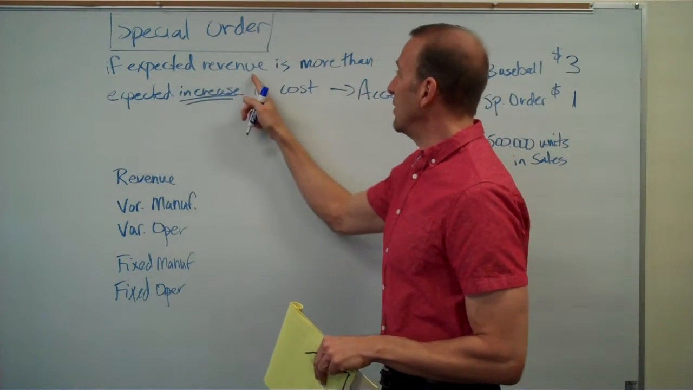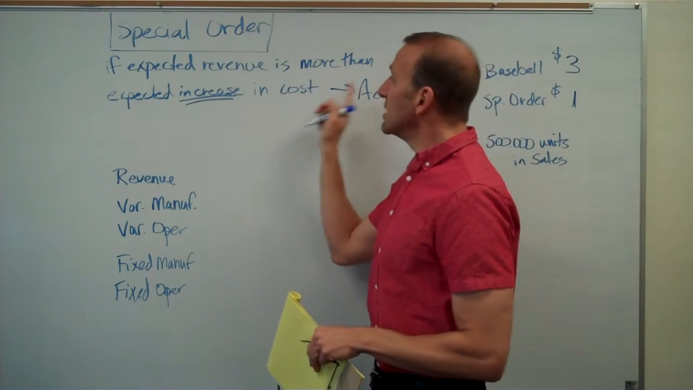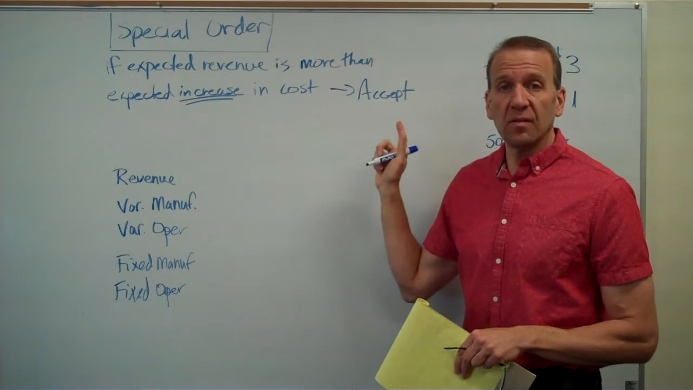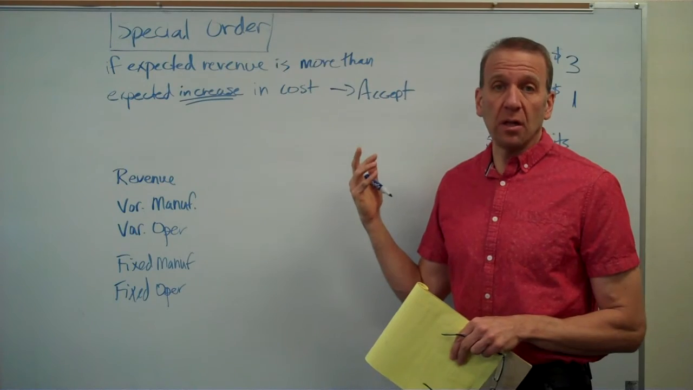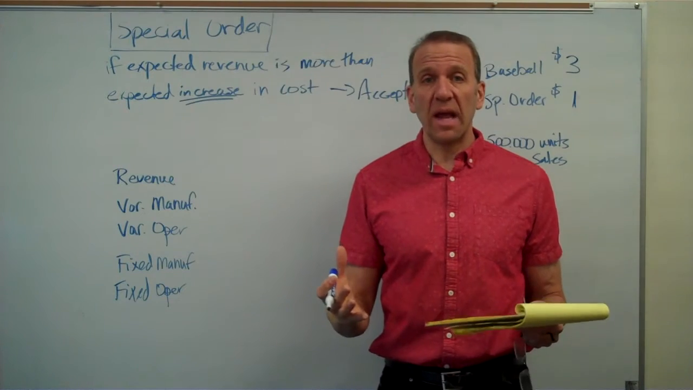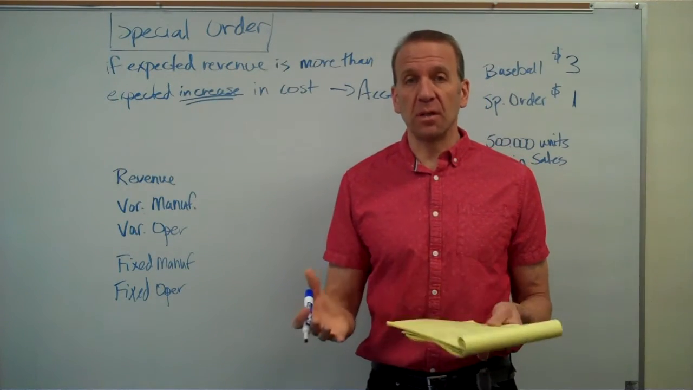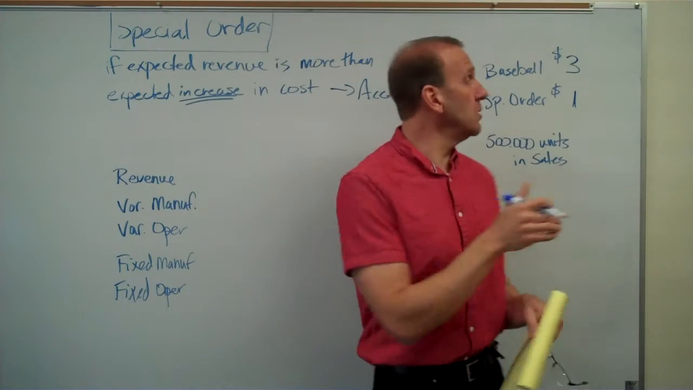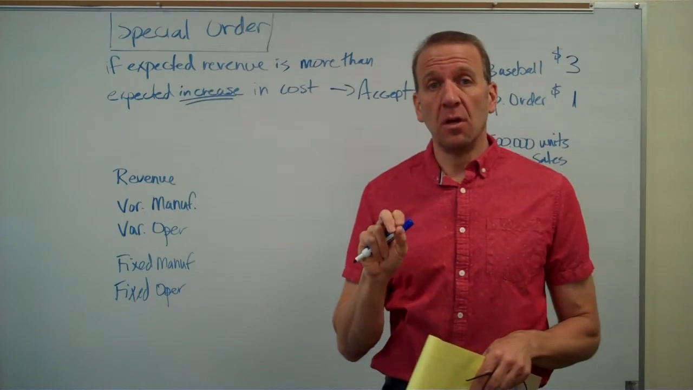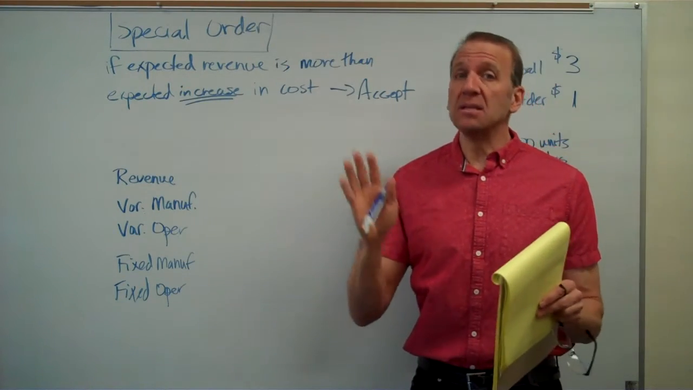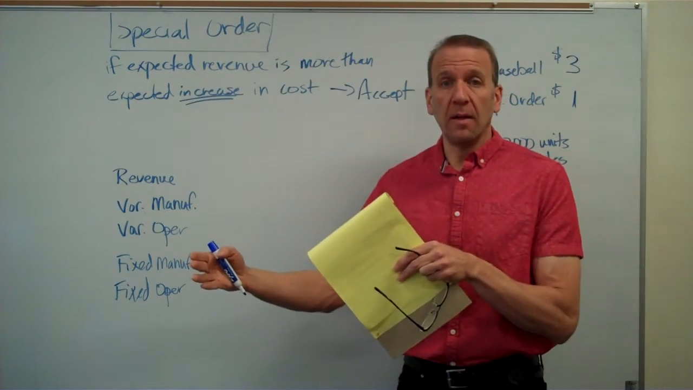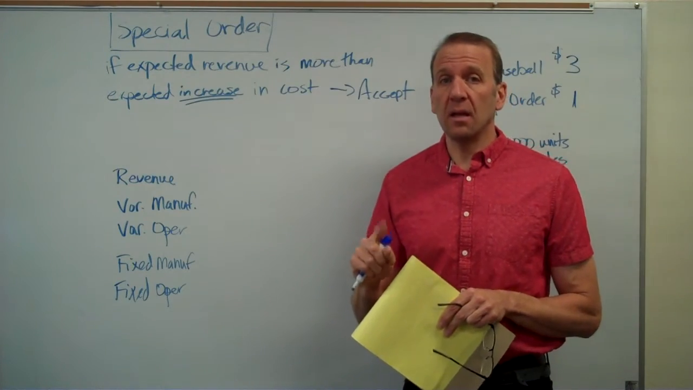So now, if the expected revenue, and in this case it's the dollar, is more than the expected increase in the cost, then generally we would accept this. If we can manufacture it for less than $1, then maybe we do want to accept it. As long as we have capacity, we have the capability of manufacturing those, and we're not going to lose some of our current sales, okay? So those are two things we want to make sure that we're paying special attention to, okay? If we've got the capacity to make additional baseballs and still sell those others at $3 and still make some for $1, and the cost is less than $1 for us to make it, then we would do this.